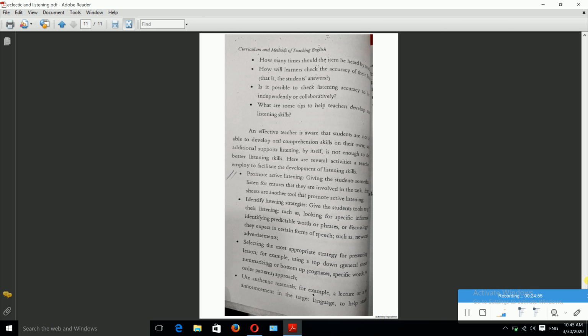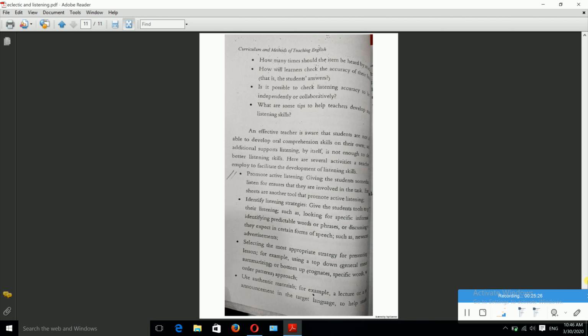Identify listening strategies. Give the students tools to guide their listening, such as looking for specific information, identifying predictable words or phrases, or discussing what they expect in certain forms of speech, such as newscasts or advertisements. Selecting the most appropriate strategy for presenting the lesson, for example, using a top-down general meaning summarizing or bottom-up calculate specific words, word order patterns approach.